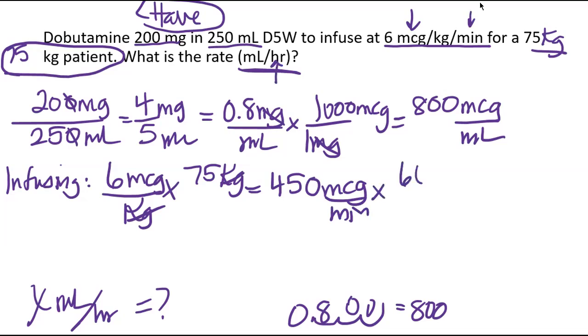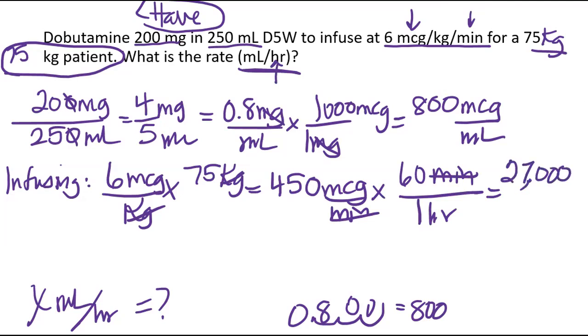We need to go 60 minutes is 1 hour. We do that, we can cross out the minutes, and we've got 450 times 60, which is 27,000. Okay, 27,000 micrograms, not milligrams, over an hour. Okay, we're giving 27,000 micrograms in an hour. Now we have, let's see, milliliters per hour.